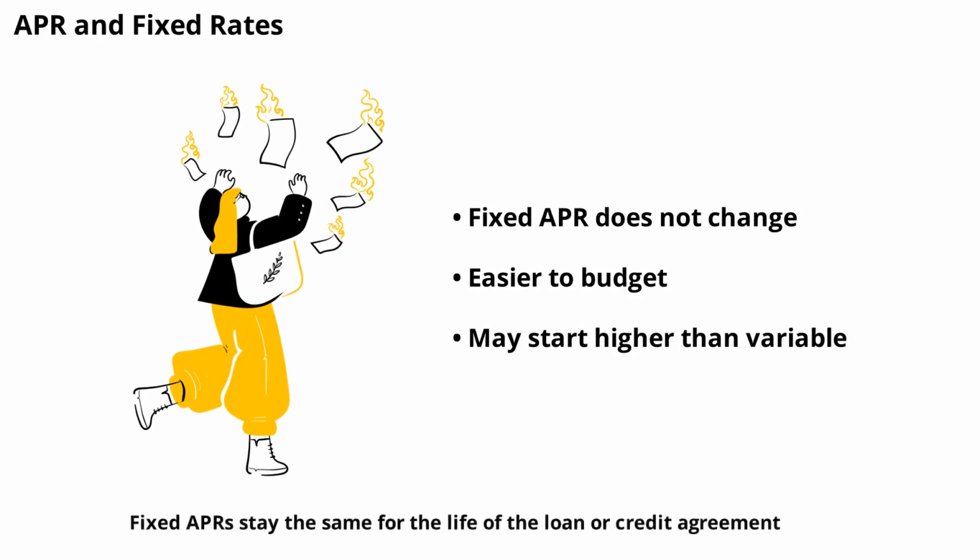Fixed APRs stay the same for the life of the loan or credit agreement. This makes it easier to budget since your interest rate won't change unexpectedly. However, fixed APRs may start out higher than variable rates, so weigh the pros and cons when choosing a loan.